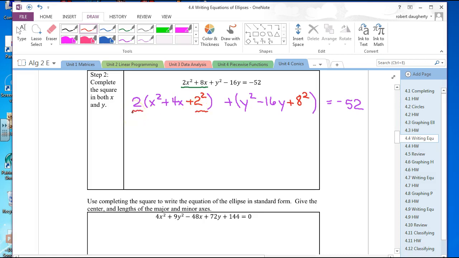I added 2 times 4. Okay, so this is 4. This is 2 times 4. So I added 8. If I add 8 on the left, what do I do on the right? I have to add 8 over here.